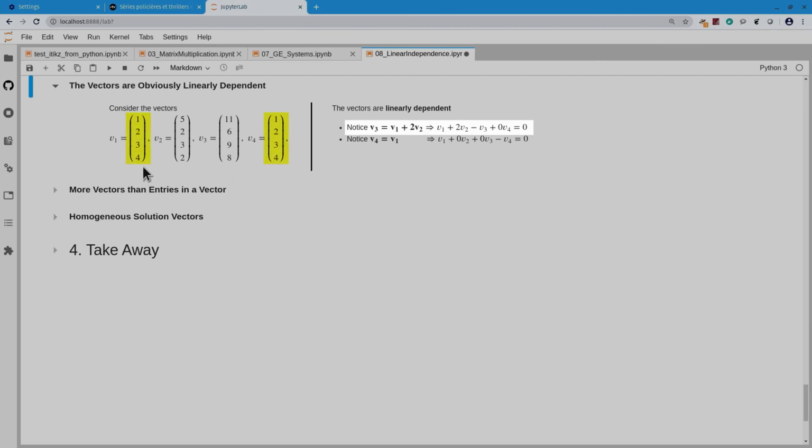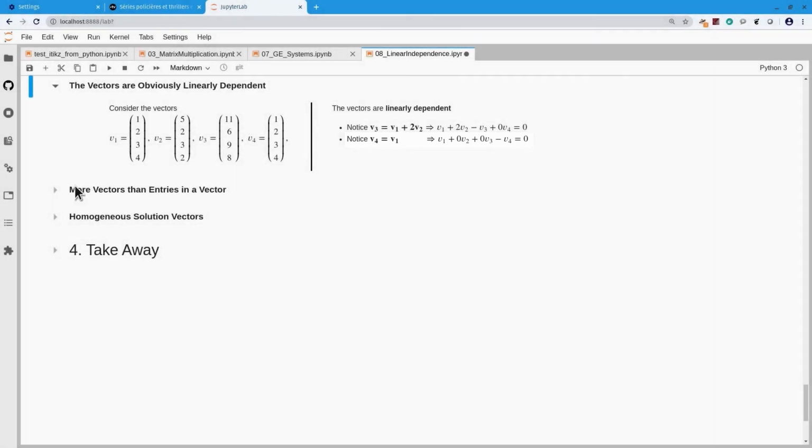Or, even more extreme, if I notice that, hey, wait a second, the first vector is equal to the fourth vector, v1 is equal to v4. If I push everything to the other side and write the linear combination, I see v1 plus 0v2 plus 0v3 minus v4 is equal to 0. Again, by my definition of linear independence, I have a non-zero solution for an arbitrary linear combination equal to 0. The vectors are obviously linearly dependent.